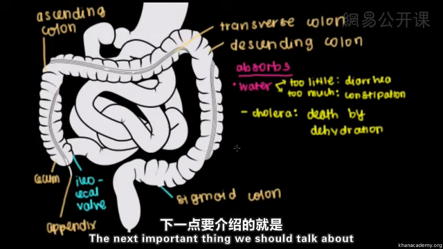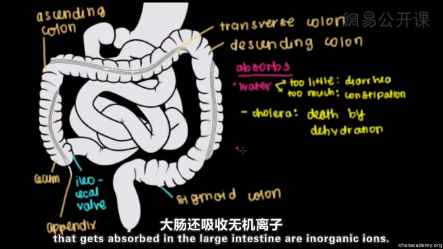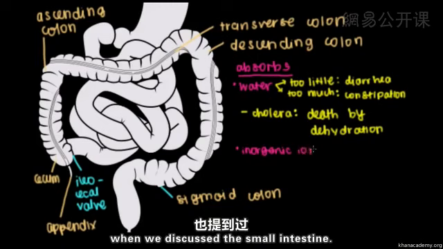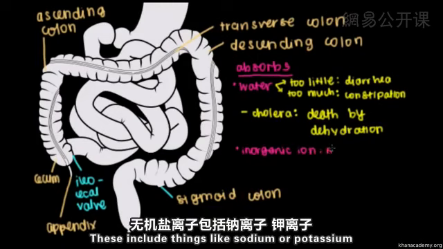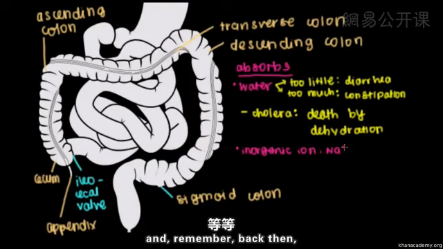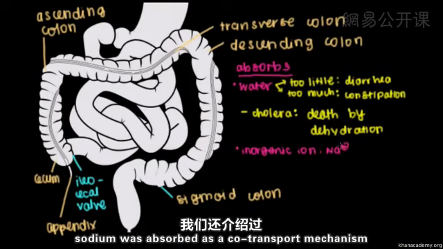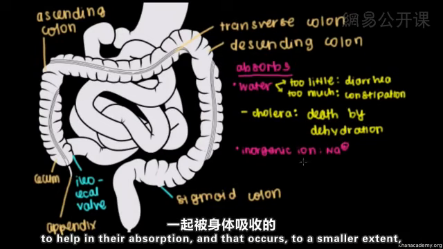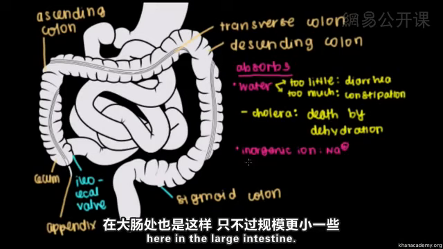The next important thing we should talk about that gets absorbed in the large intestine are inorganic ions. We talked about inorganic ions earlier when we discussed the small intestine. These include things like sodium or potassium. Remember, back then, sodium was absorbed as a co-transport mechanism with things like amino acids to help in their absorption. And that occurs to a smaller extent here in the large intestine.